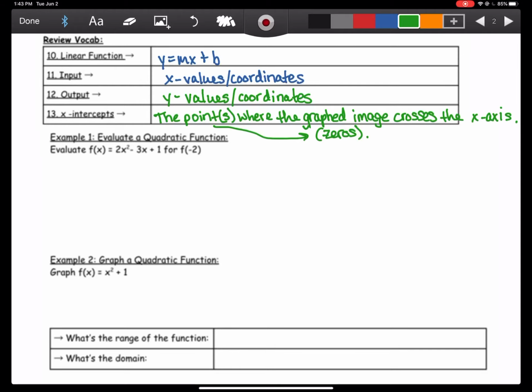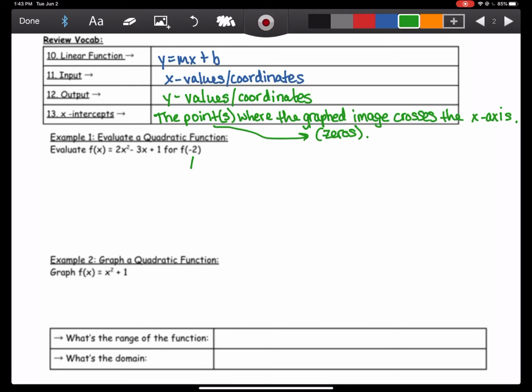Okay, let's jump into example 1. Example 1 really is review for you guys because we've hit upon this many times. I do apologize that it's blurry. This is the best I could do. We're going to evaluate a quadratic function. What does that really look like?